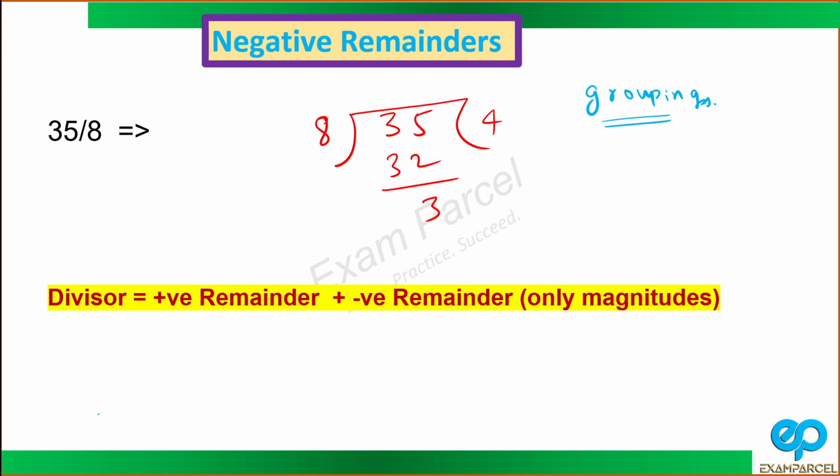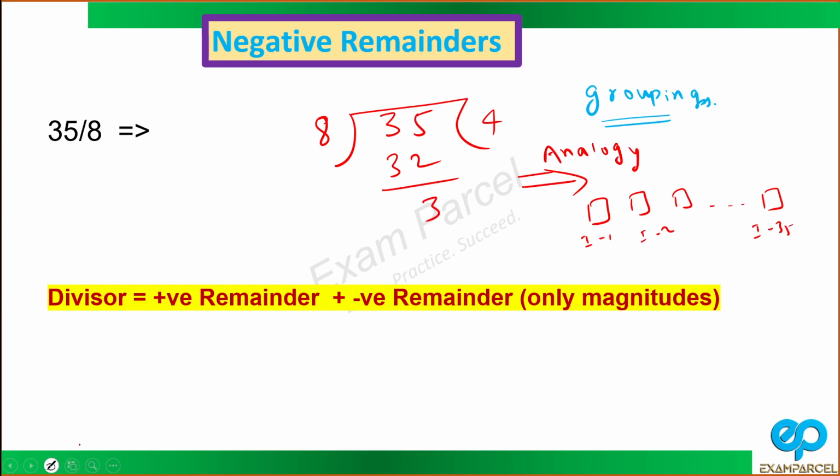What this process means is, let me do an analogy here. Let's say I have 35 items. Item 1, item 2, and so on, up to item 35. Now, my objective is I want to make groups of 8 items each from these 35 items. So how many complete groups will I be able to form? 4 only, right? 4 complete groups.